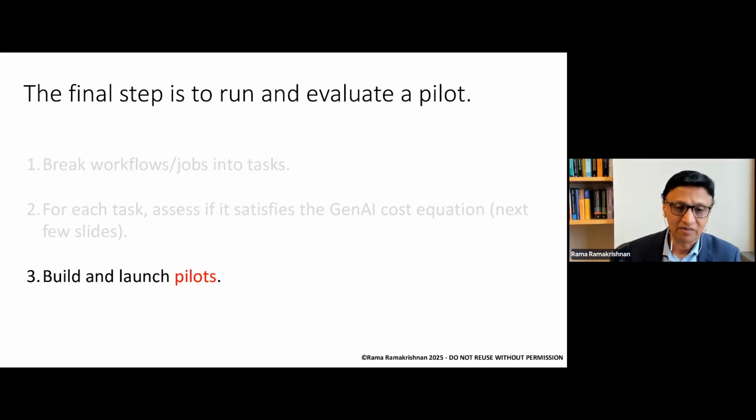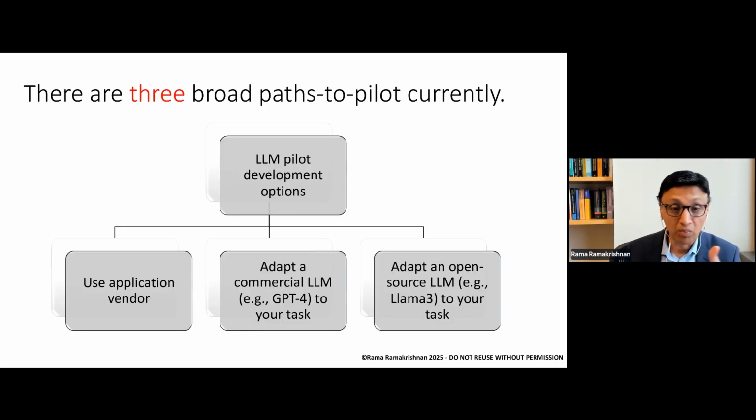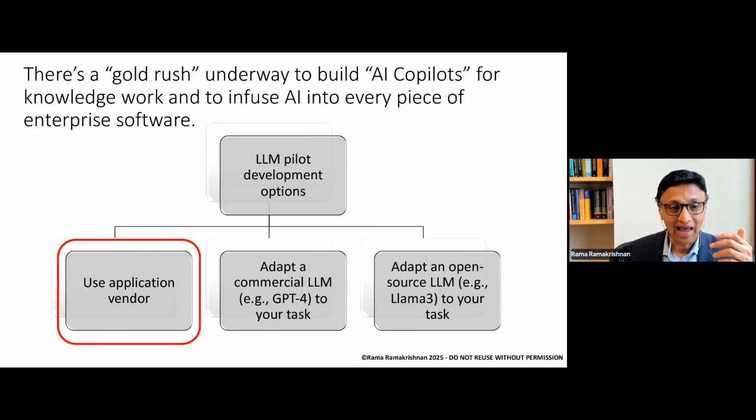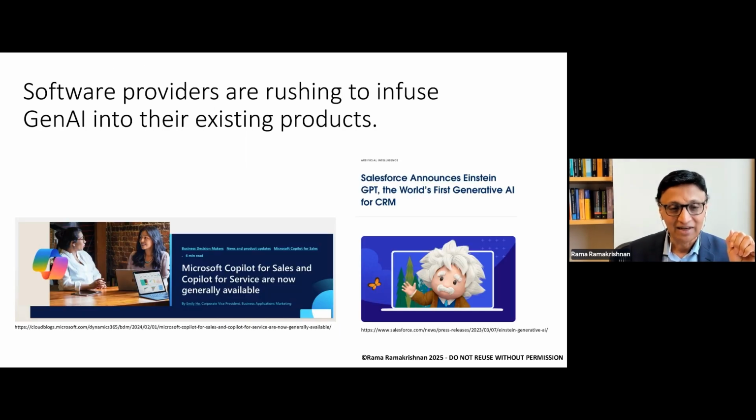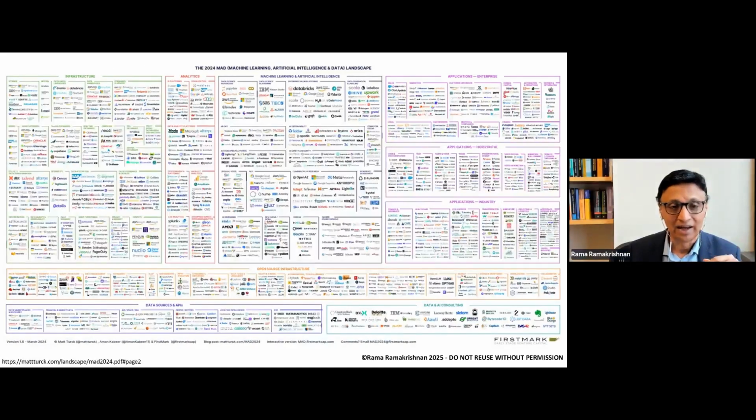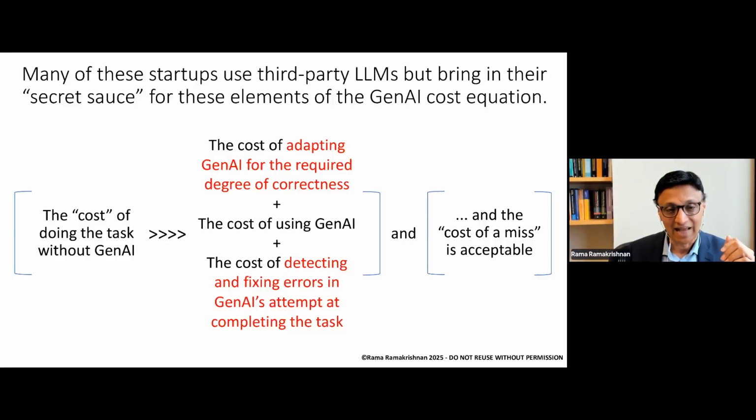And then the final step, of course, is to run and evaluate pilots. And I strongly encourage an experimental pilot-oriented framework here. There are 3 broad paths to pilot. You can use an application vendor. You can build your own application on top of a commercial LLM or an open source LLM. And of course, there's a gold rush going on, and everybody's building AI copilots for knowledge work and infusing it into every piece of enterprise software. All the big vendors are doing it. And this is just a snapshot of the landscape provided by Matt Turk, and it's mind-boggling the amount of activity in the startup space happening right now.